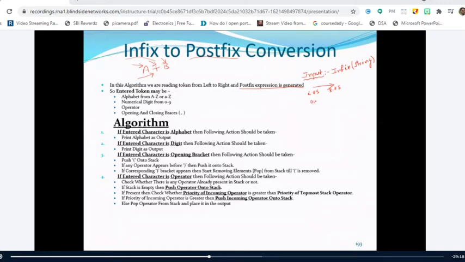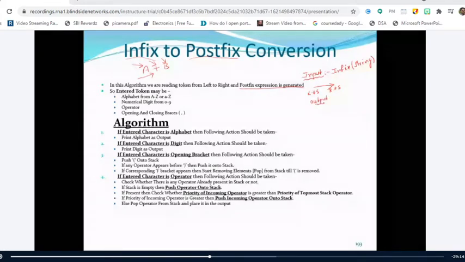Now tell me, what is the output you will get? Postfix expression, sir. It is a postfix expression, which is again a string, right? Is it clear up to this point? Yes, sir. Right.